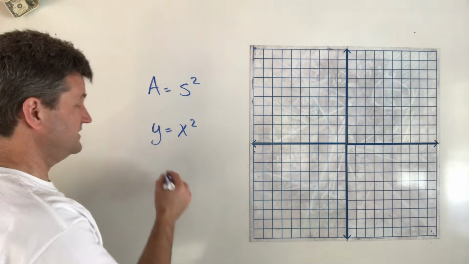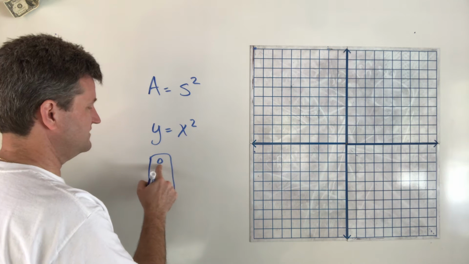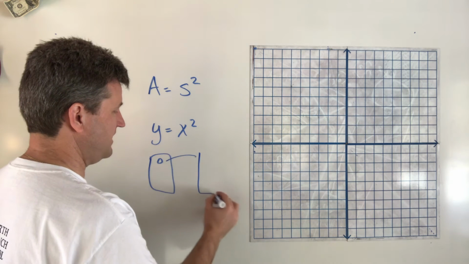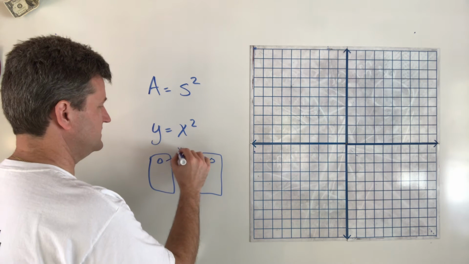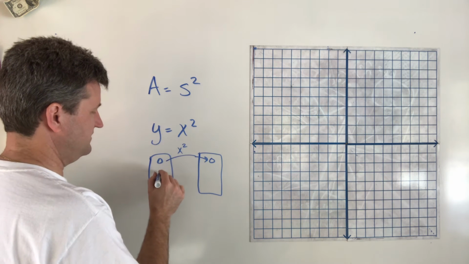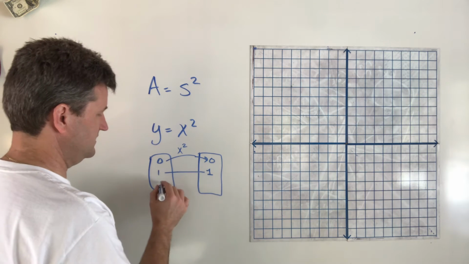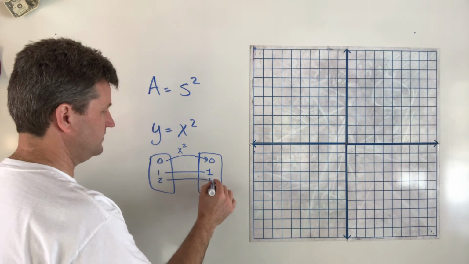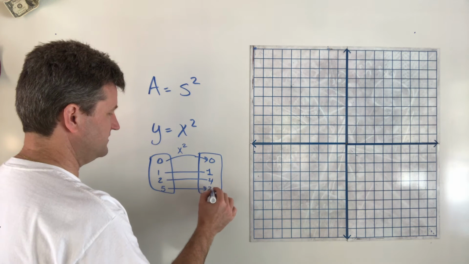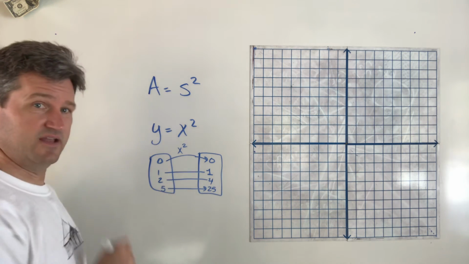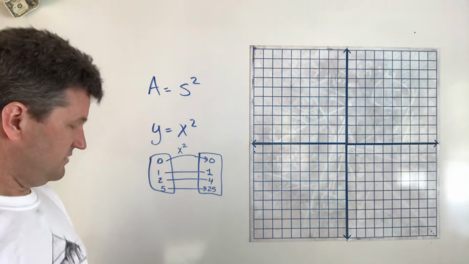Another way is a mapping table. We talked about those. So if the length of the side is 0, it gets mapped to 0. So this is going to be x squared. If the value of the side is 1, it gets squared to 1. A 2 gets squared to 4. And a 5 gets squared and ends up at 25. So this is a mapping table. So we have a formula. We have a mapping table.